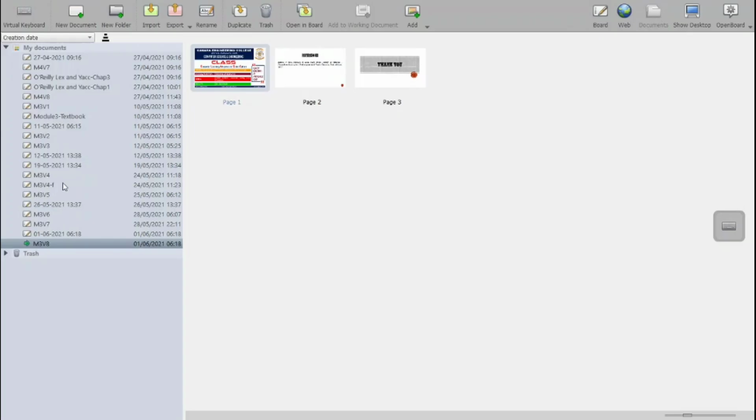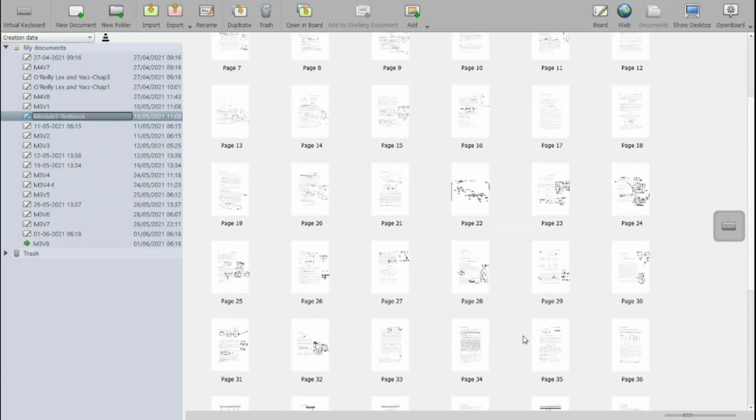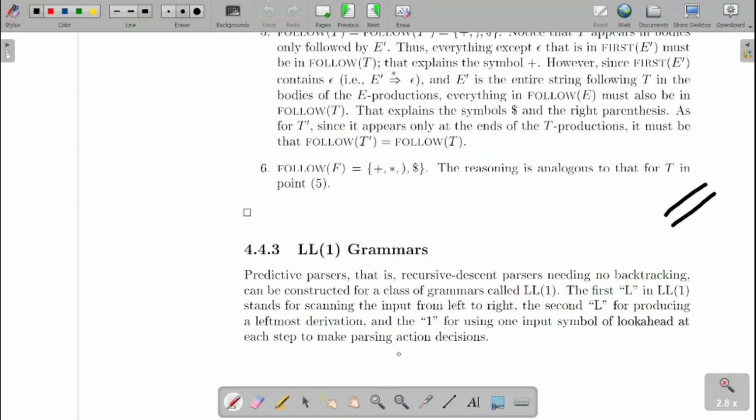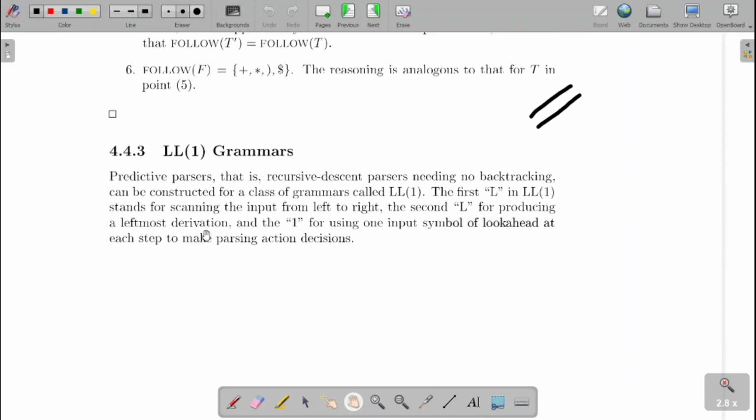In the last class, we learned the construction of the first and follow sets. So now let us continue with the first and follow sets that we have constructed, and we will learn building the LL(1) grammars. These LL(1) grammars, as we discussed earlier, are applied for top-down parsing.